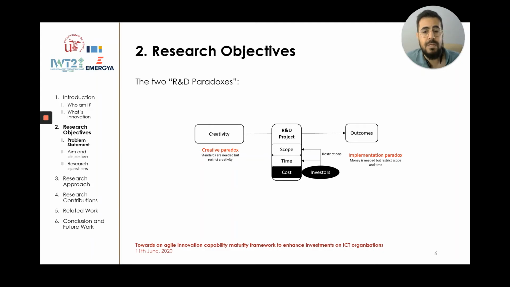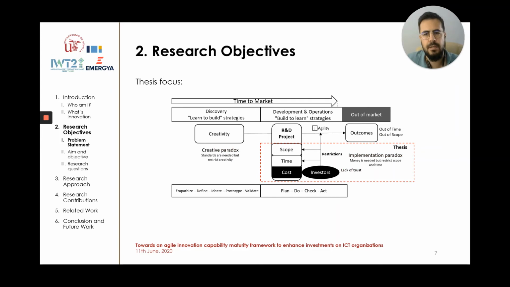For a project to be innovative, it must be executed as soon as possible, while maintaining its initial scope. Scope, time, and cost are important. We will focus on cost. The cost is obtained from external resources, which stress time and scope, causing projects to lose their innovative character. So, discovery strategy, or learn to be strategy, is tightened by frameworks, models or standards, while development and operation strategy, or build tooling strategy, is tightened by funding.